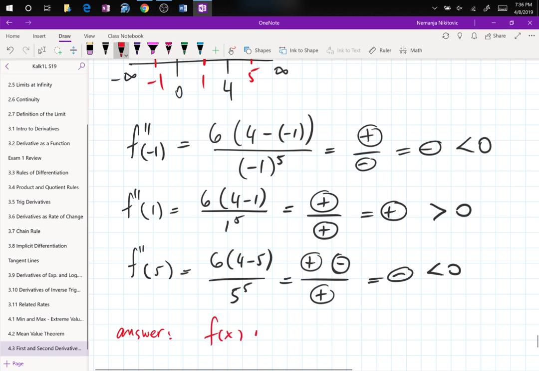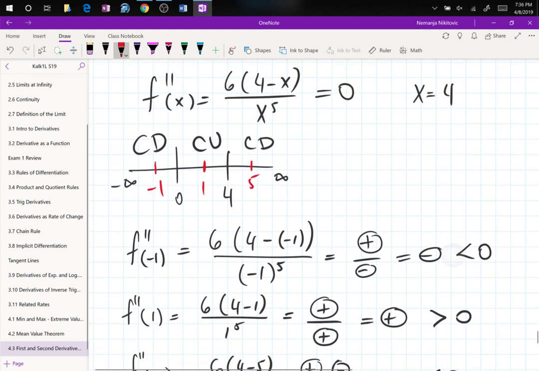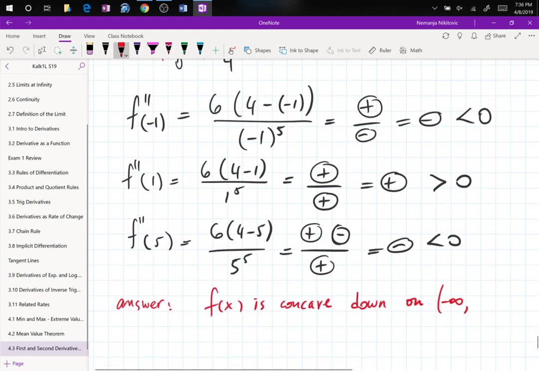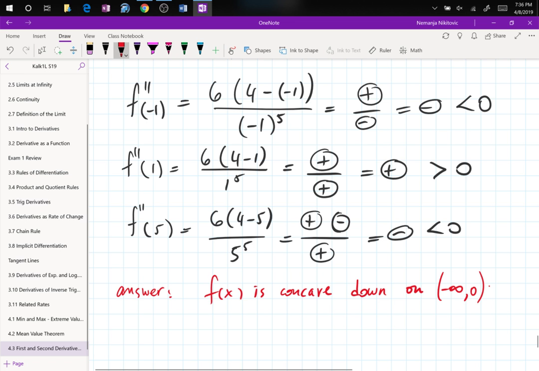F of x is concave down on negative infinity to 0, union 4 to infinity. F of x is concave up on 0 to 4. Note use of parentheses because you can't be increasing, decreasing, or concave up or down at a point. So we don't use those brackets.